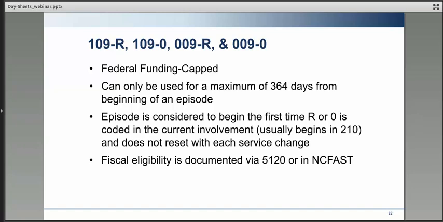And fiscal eligibility is documented via the 5120 or an NC FAST, and you would elect the TEA section of that. You can fill that out when you fill out the 5120 or within NC FAST, and that would meet your eligibility requirement for that. Again, the most important thing not to get tripped up on is don't use it longer than 364 days, because that will create an audit exception for you and be an error requiring payback.